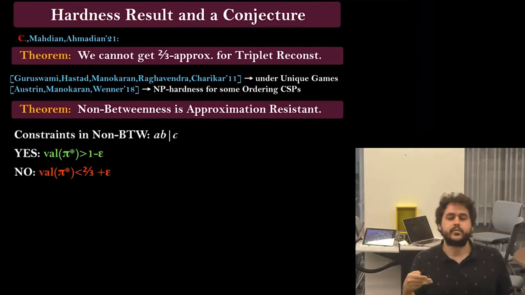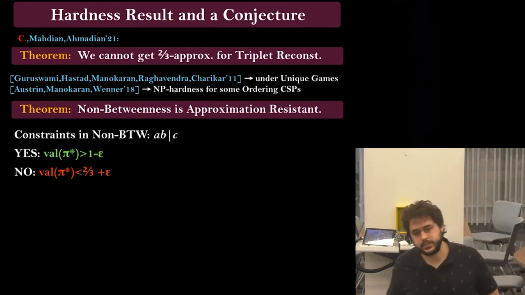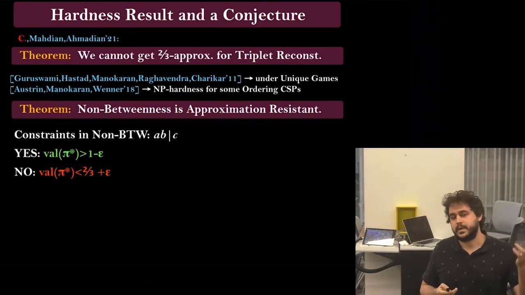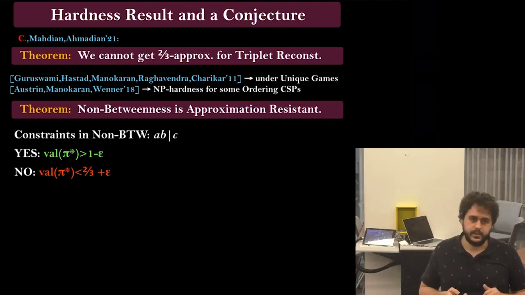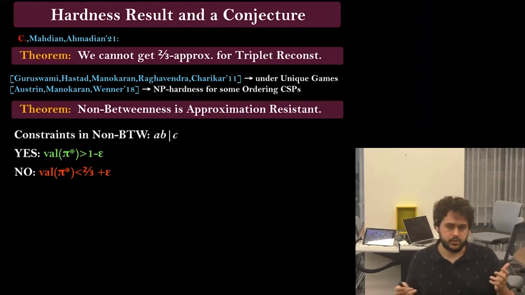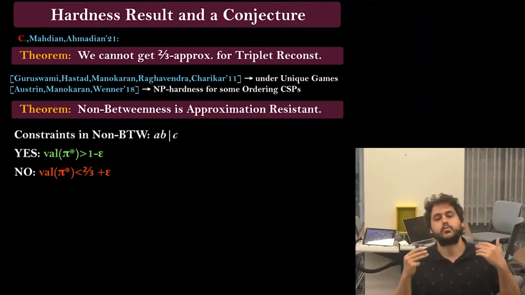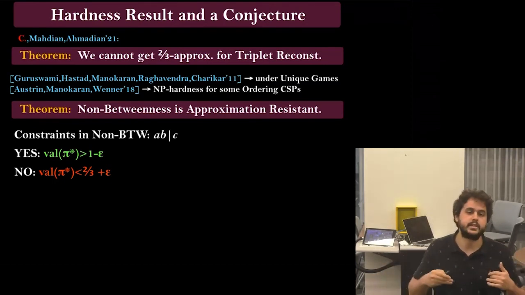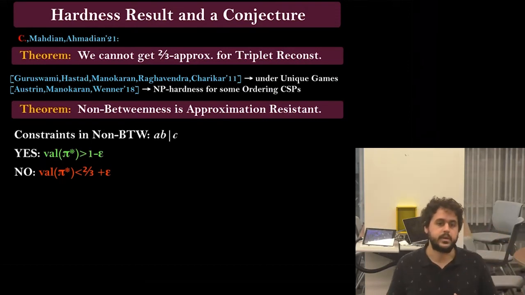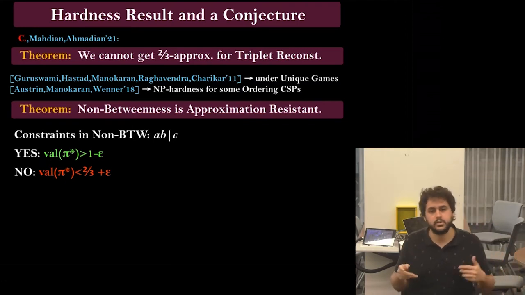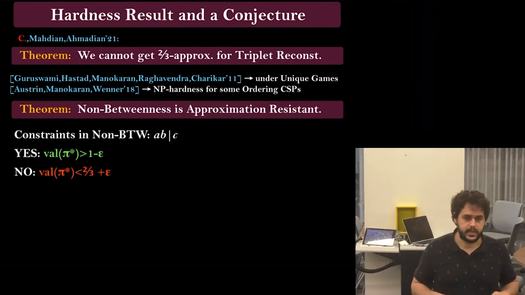It says that if I give you an instance of the non-betweenness problem, you cannot separate between the case where you have high objective, like 1 minus epsilon, normalized, a case where a 1 minus epsilon fraction of the constraints are satisfied, versus a no instance in which the optimal permutation only satisfies, let's say, 2/3 plus epsilon, and pick epsilon whatever you want. I can construct an instance where the gap is hard to tell.